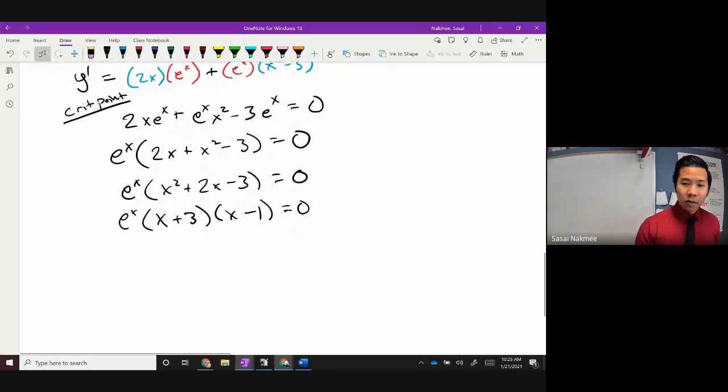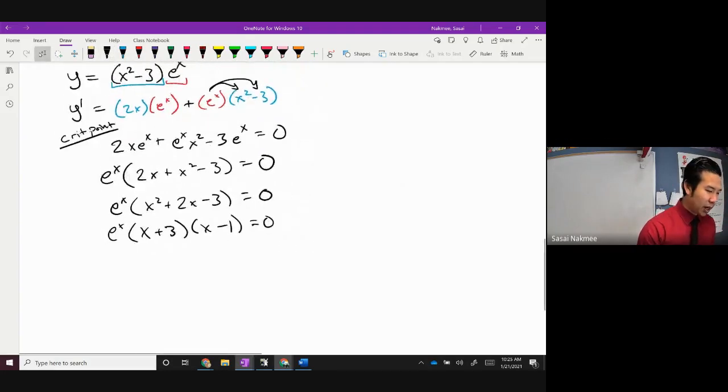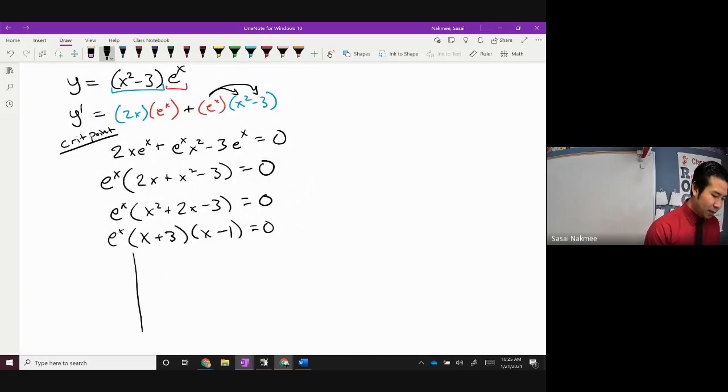Now, from here, we're going to go ahead and use the zero product property, right? And split this up. When do these things equal 0? When does e to the x equal 0? When does x plus 3 equal 0? And when does x minus 1 equal 0? We're going to have here the critical points happening at x equals 1, x equals negative 3. And this thing is never going to equal 0.